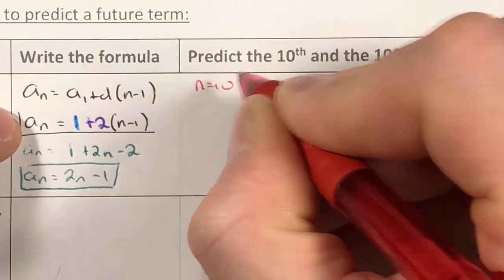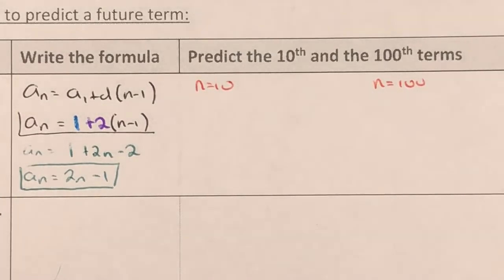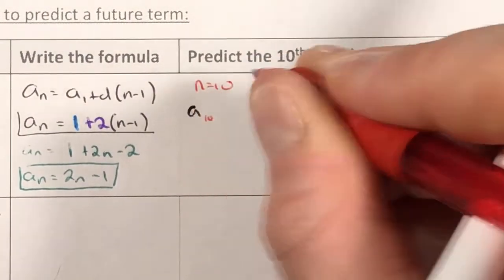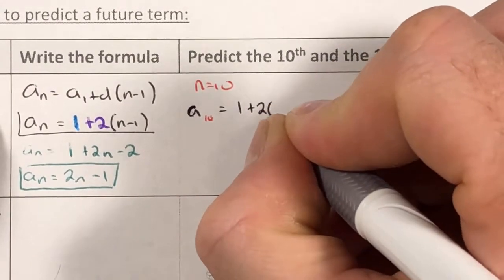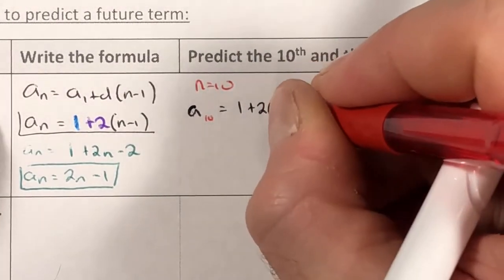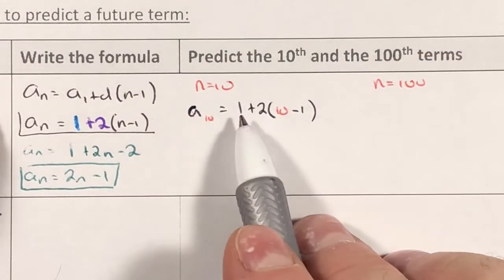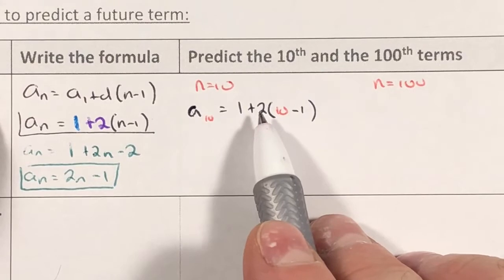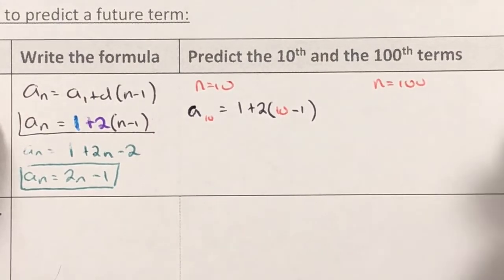N is going to be equal to 10, and then later on, n is going to be equal to 100. That's what that is saying. We're going to use this and plug in an n of those two values. So I'm going to say a of 10, the 10th number, is going to be equal to 1 plus 2 times (10 minus 1). I'm taking that number 1, and I'm adding a difference of 2 9 times. That'll bring me to the 10th spot.